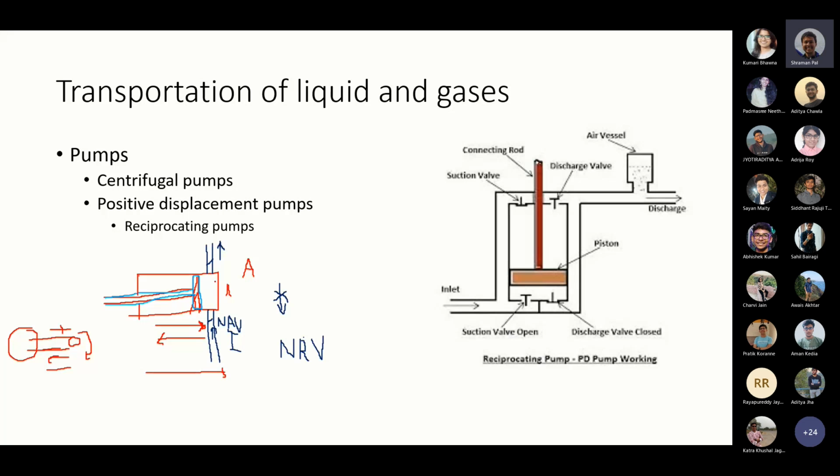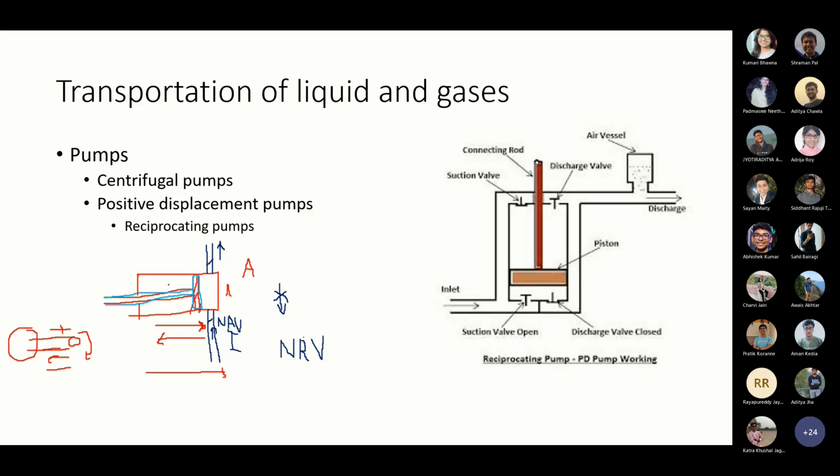Water will move in. No water inside, only air is there. Air will go away, so the pressure will reduce, and the fluid from the pipe will enter. Ultimately, that will happen. Initially, when you push the piston, whatever air is there will go away, right?